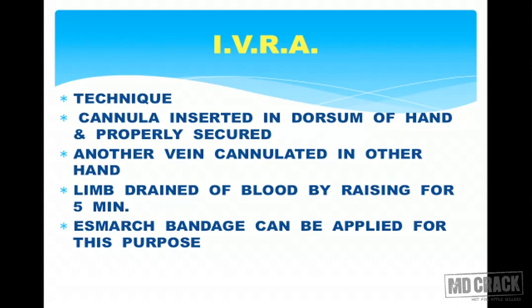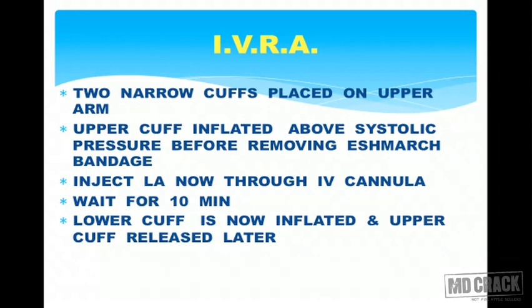Then two narrow cuffs, that is BP cuffs, are placed on the upper arm. First, the upper cuff is raised by around 20 to 30 millimeters of mercury above the systolic blood pressure of the patient. The Esmarch bandage is gradually removed.